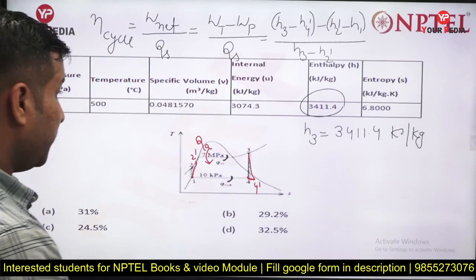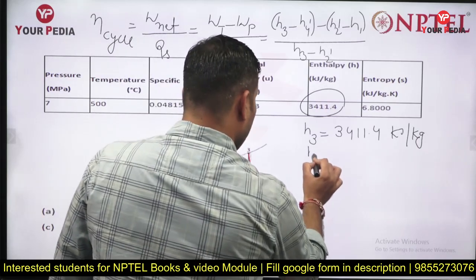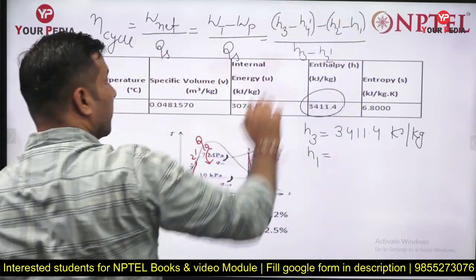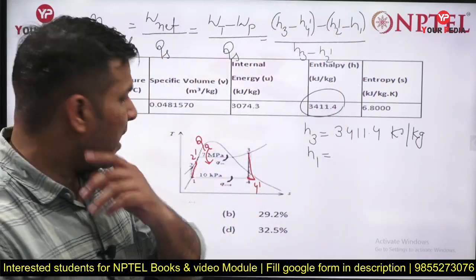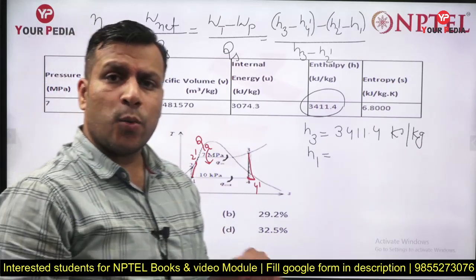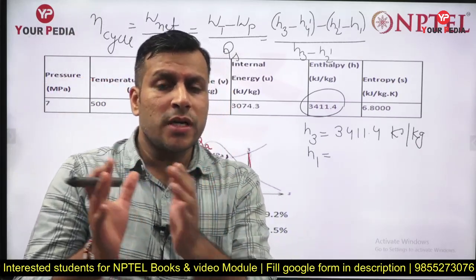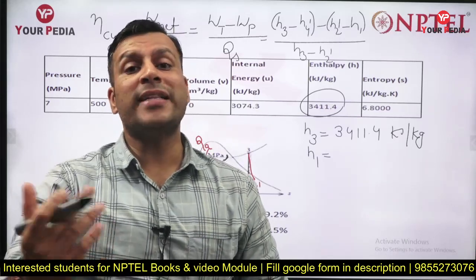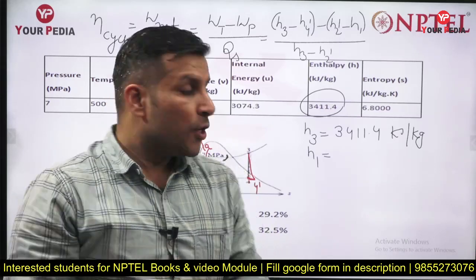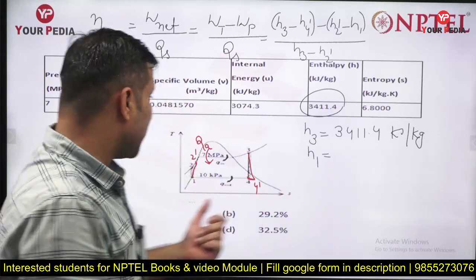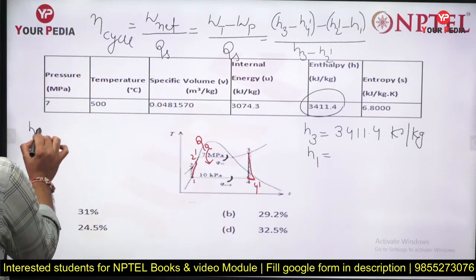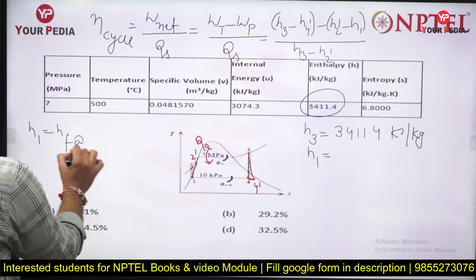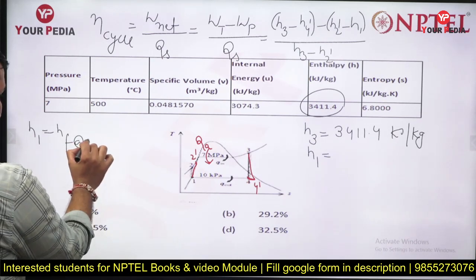Okay. Now, what is next? Next is h1. What is h1? h1 is the enthalpy of the saturated liquid at the exit of the condenser, or at the entry of the pump. So h1 is nothing but hf at the condenser temperature, T condenser.